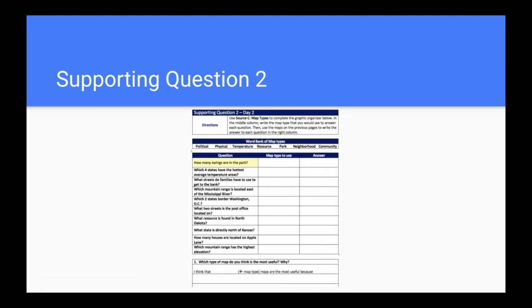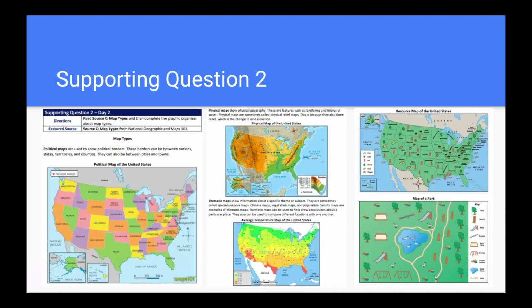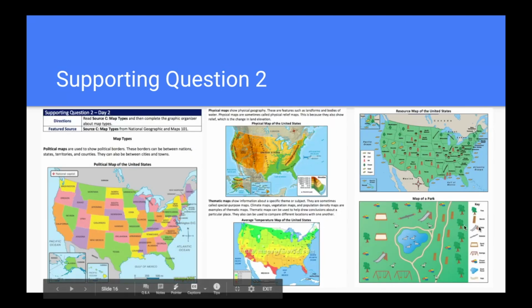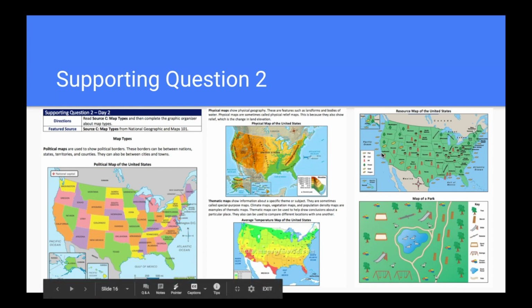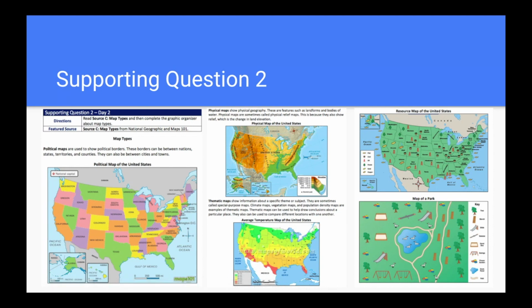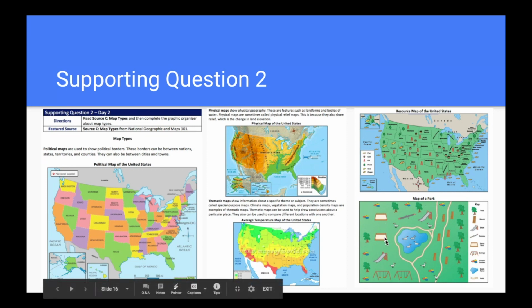The first question asks me, how many swings are in the park? As I look back at the maps, I see that I actually have a map of the park. That would make the most sense when answering this question. Plus, all the other maps I see show the United States, which is a very large space and includes many, many parks. But I can't see the parks or swings on any of those maps. So I'm going to use the map of a park.